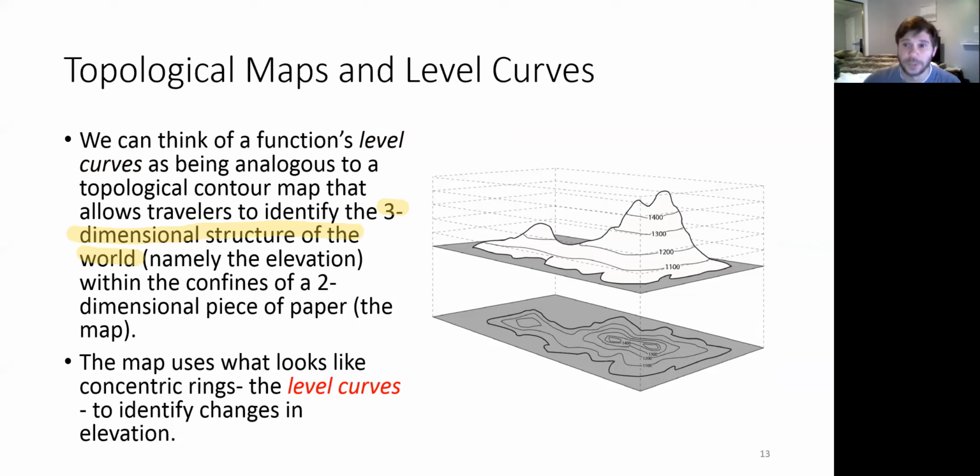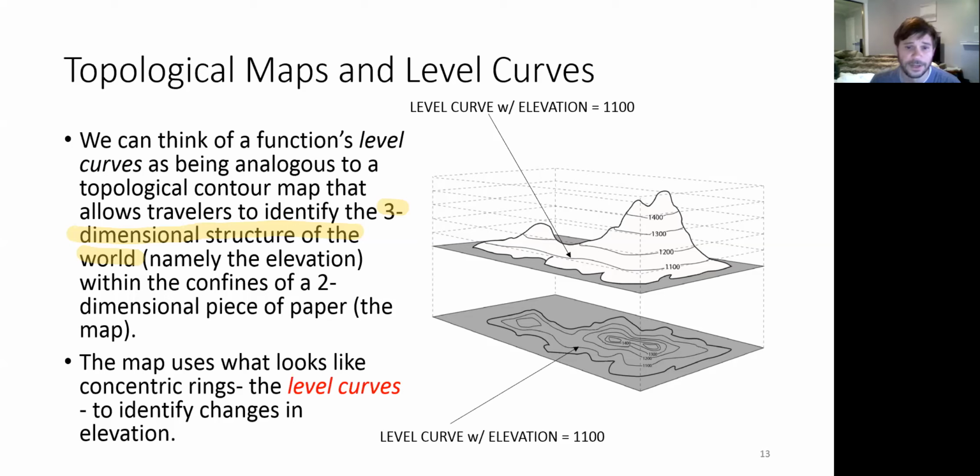And you'll notice we can see here there are different levels where the elevation is held constant. For example, in the top image, here is the level curve along that line where the elevation is equal to 1,100 feet. And note, we can look straight down at the projection, the compression of that three-dimensional image in the space below, and we can identify that same level curve down there. Right? That is the level curve corresponding to an elevation of 1,100.